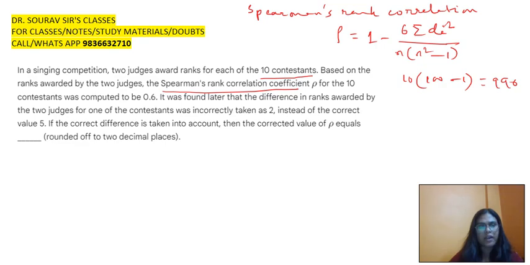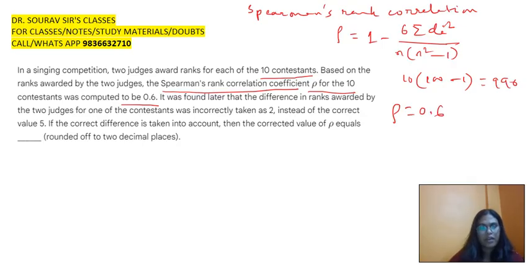Now, based on the ranks awarded by the two judges, the Spearman's rank correlation coefficient rho for the 10 contestants was computed to be 0.6. So, rho is given as 0.6.